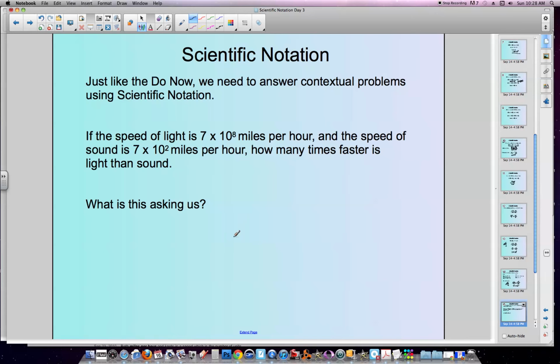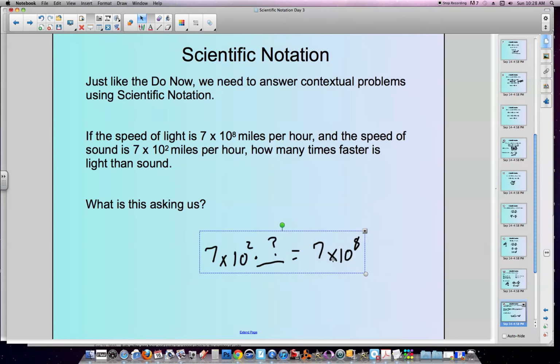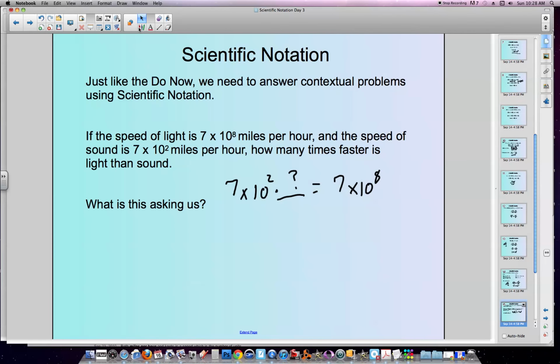So when I say how many times faster, I'm saying what do I have to multiply sound by, right? Times what equals 7 times 10 to the 8th. Well, we can go back and use our inverse property of multiplication. If I have A times B equals C, then that's the same thing as C divided by A equals B. So 7 times 10 to the 8th over 7 times 10 squared.